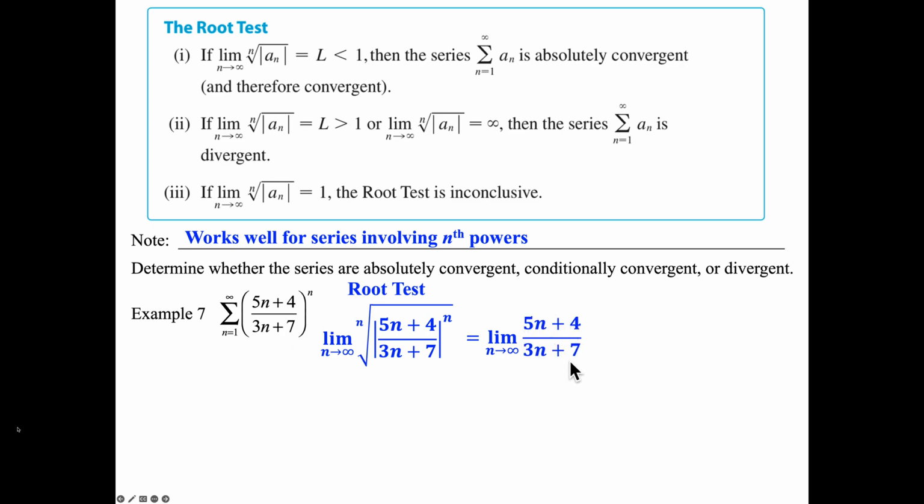We'll take the limit of this sequence function, 5n to the first power over 3n to the first power. When my leading terms have the same leading powers, then the leading coefficient ratio is my limit value. That's from your horizontal asymptotes. So 5/3 is greater than 1, so therefore, case number 2, our original series is going to diverge.